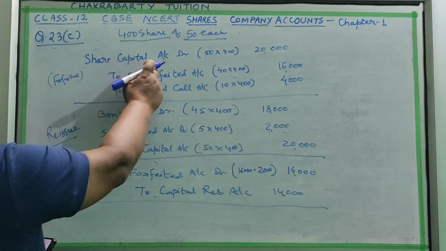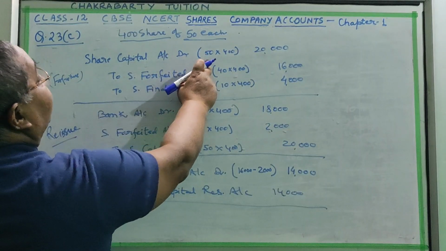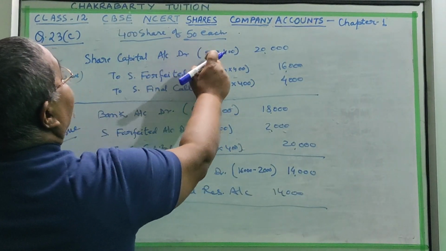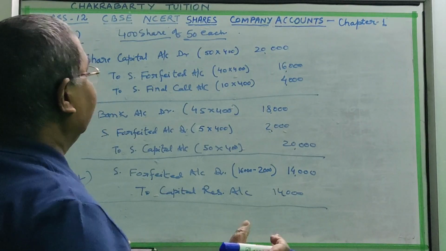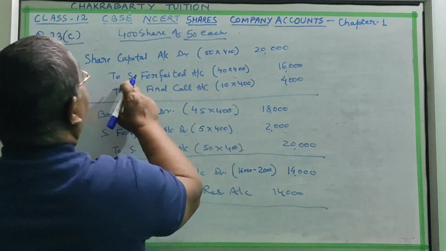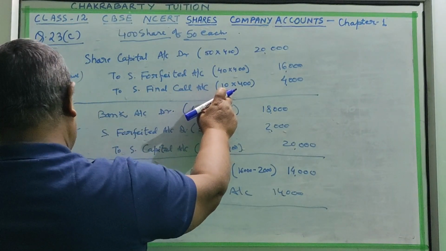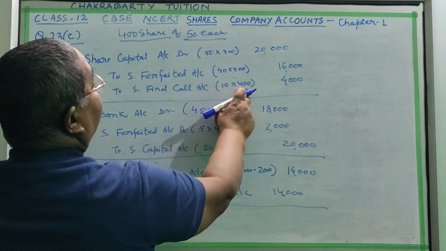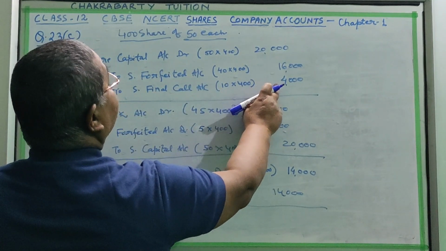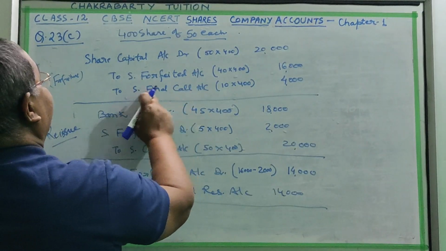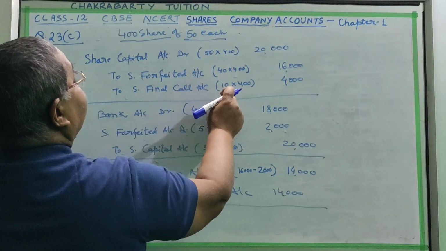Now the first entry: share capital account we will debit by the calls made. Here all the calls were made, so 50 into 400. 50 is the value of the share. The final call was made, it means all calls were made, so you will take 50. Then the final call amount not received, the final call of rupees 10 in the question. So 10 rupees final call on 400 shares, 4,000 is not received. Share final call account 4,000. It means out of 50 you have received, 10 not received.